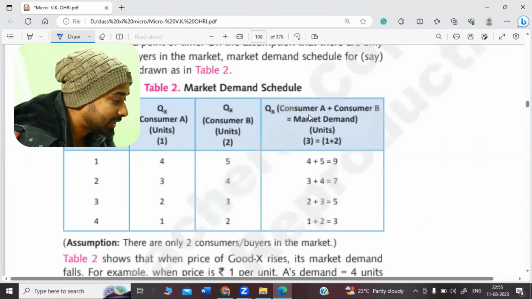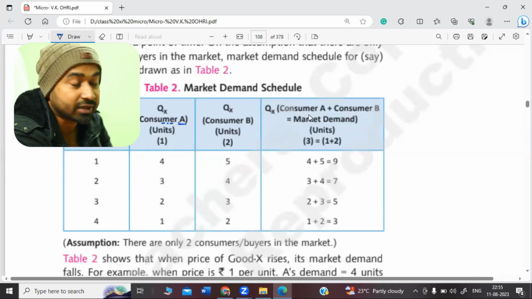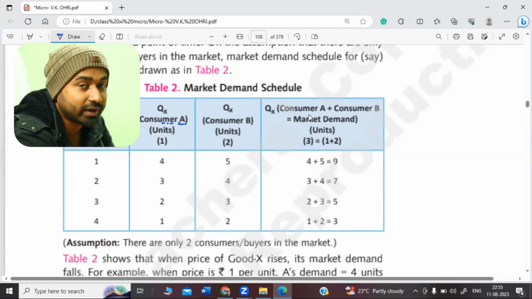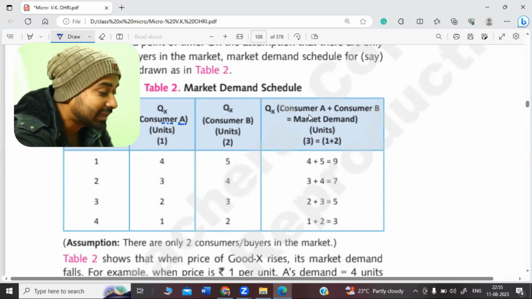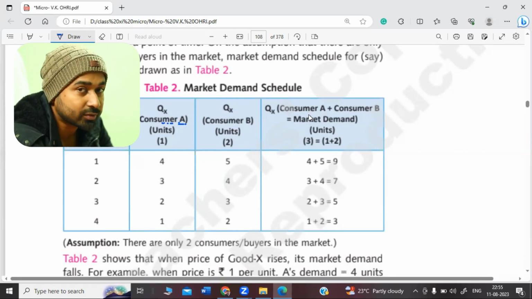And here are two types of consumers, or we can say two consumers are available in the market. This is just an assumption. It is not that only two consumers exist in the market; there could be more than two consumers, but I am thinking now that only two consumers exist in the market.